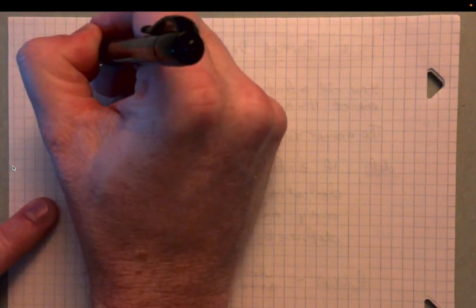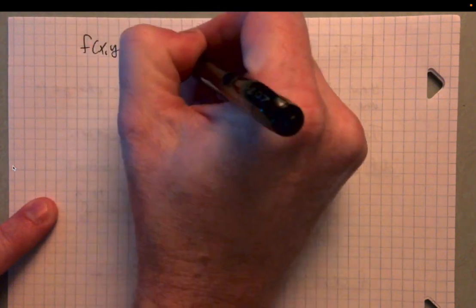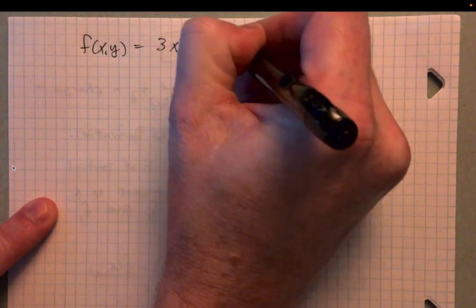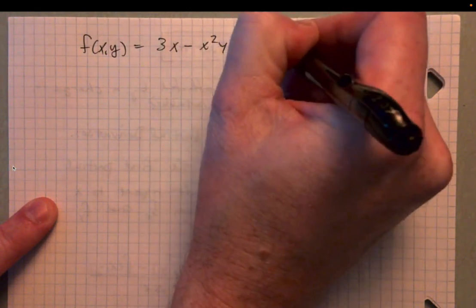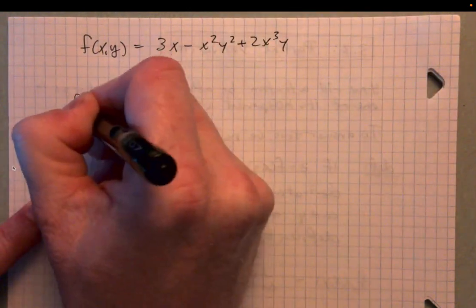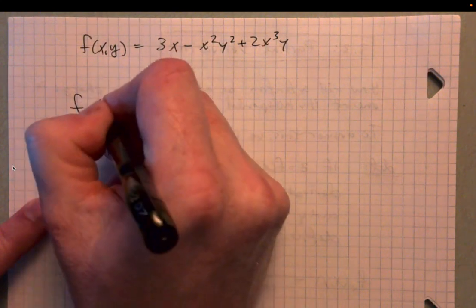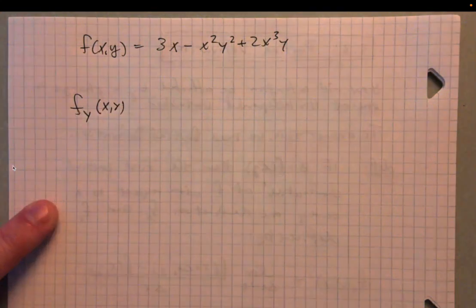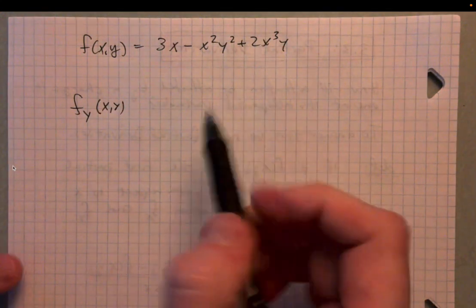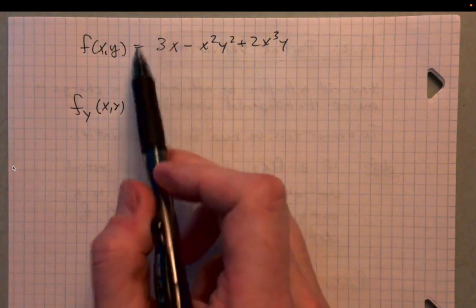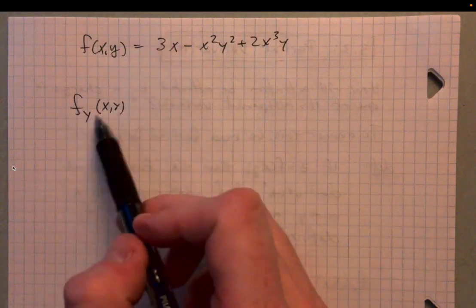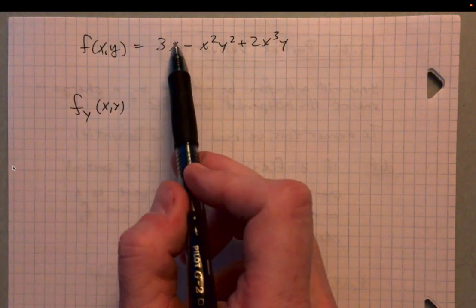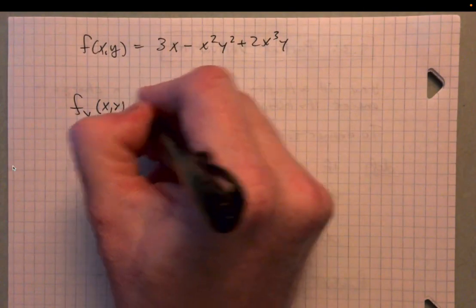The other one we're looking for here is f sub y. Let's rewrite the function so we can look at it. So it's 3x minus x squared y squared plus 2x cubed y. And now we want to find f sub y. Okay, and so here, what about this first term? Well, the first term, when we're differentiating with respect to y, is basically constant, right? So that just becomes a 0.